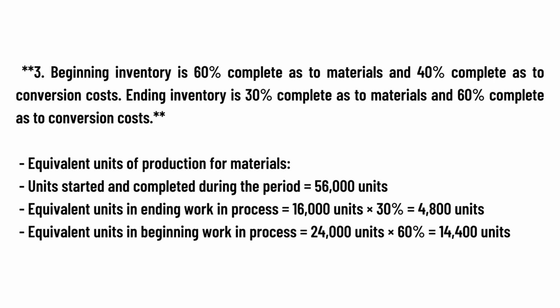Third, beginning inventory is 60% complete as to material and 40% complete as to conversion costs. Ending inventory is 30% complete as to material and 60% complete as to conversion costs. Equivalent units of production of materials: units started and completed during the period is equal to 56,000 units. Equivalent units in ending work in process is equal to 16,000 units multiplied by 30%, which is equal to 4,800 units. Equivalent units in beginning work in process is equal to 24,000 units multiplied by 60%, which is equal to 14,400 units.